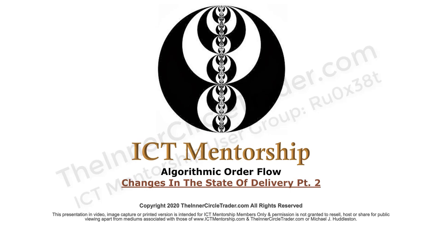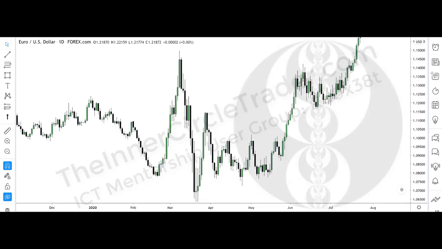Okay, folks, welcome back. We're going to be doing a continuation of the algorithmic order flow. Changes in the state of deliveries is part 2. All right, so we have our chart trained on the daily chart of the euro dollar. And we were talking in the previous lesson how we started our buy program right in here.